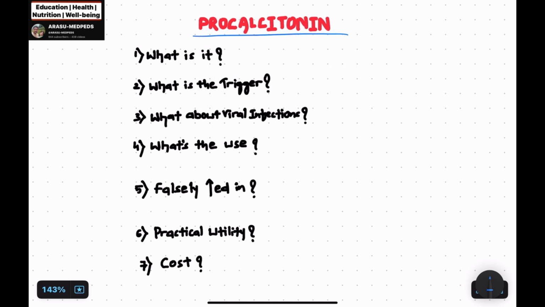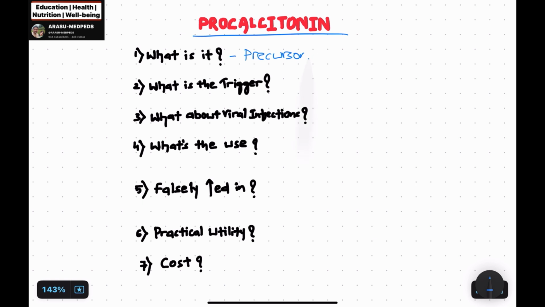So this is one of the commonest investigations which will be considered in ICU setups. So we'll know the details about this molecule. First of all, what is procalcitonin? We have to understand that this is nothing but a precursor form of calcitonin hormone. So it is a precursor form.